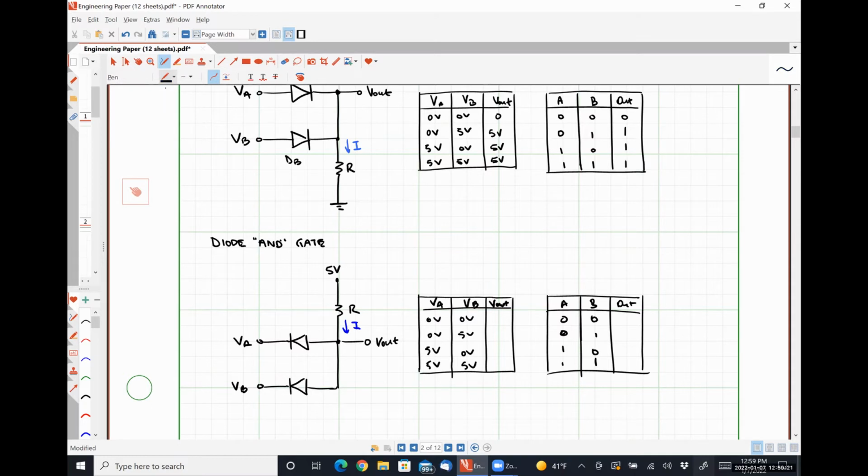So from this, we should see 0, 0, 0, and 5 volts.